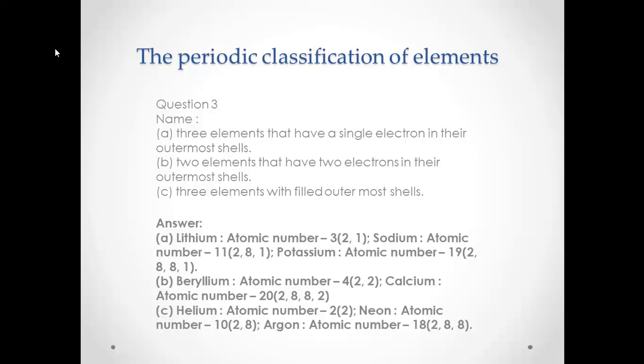Okay. Now 3 elements with filled outermost shells. So filled outermost shells means they will be noble gases. So you can write any member from the 18th group. They are noble gases. Here helium, neon and argon are given. Electronic configuration and atomic numbers are also given in the answer. Let's move to question number 4.